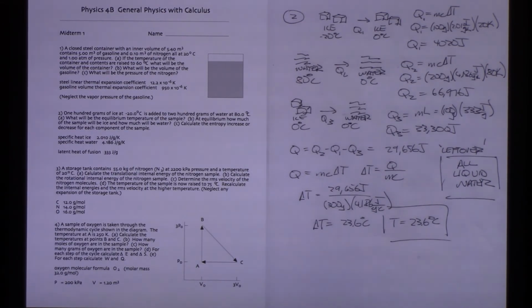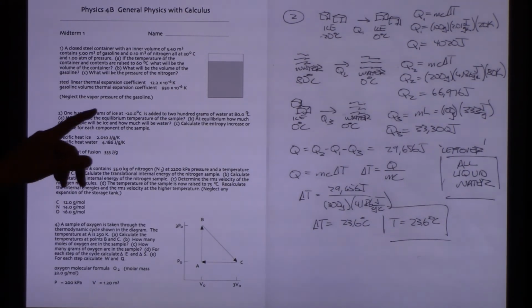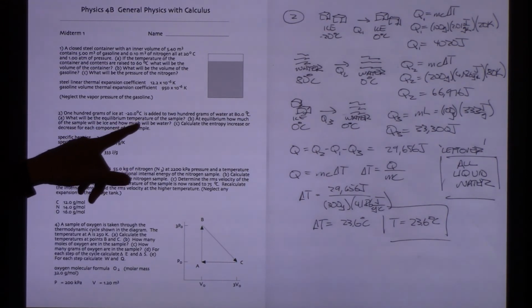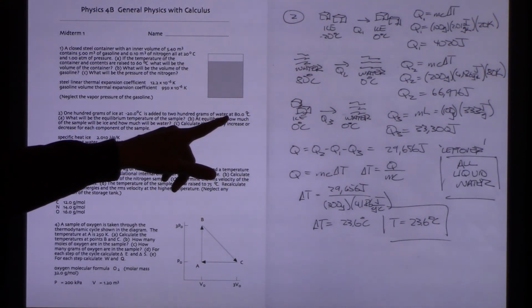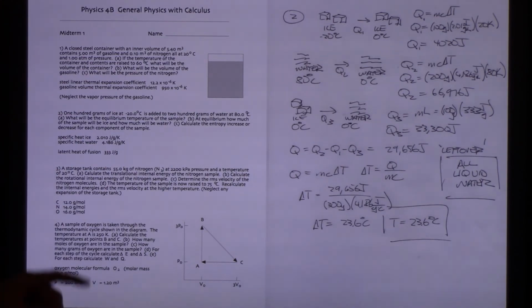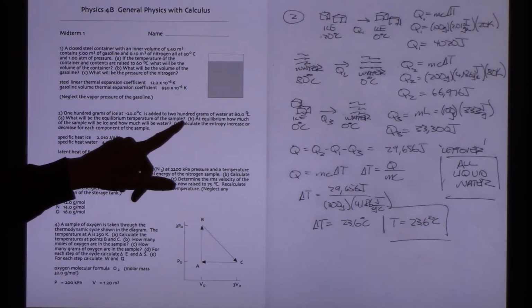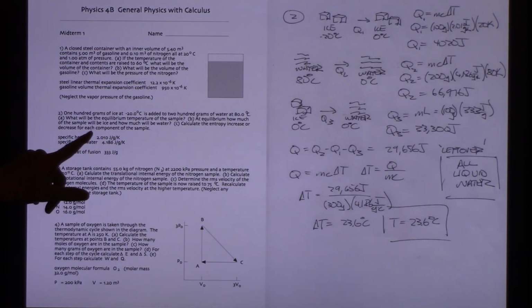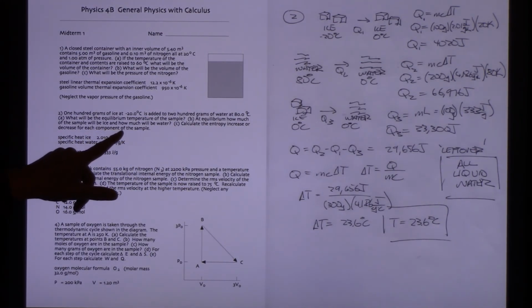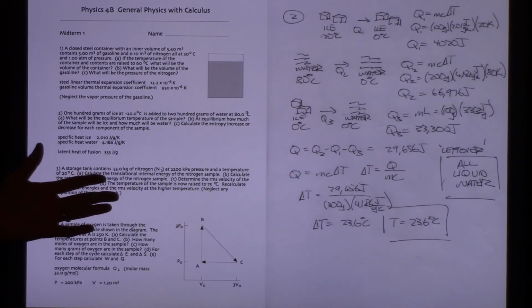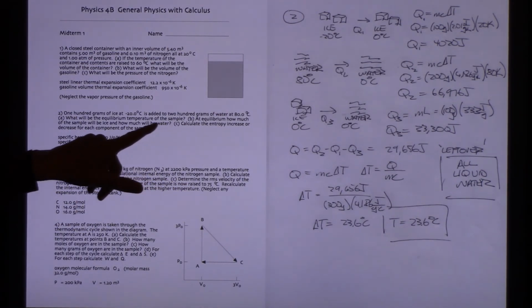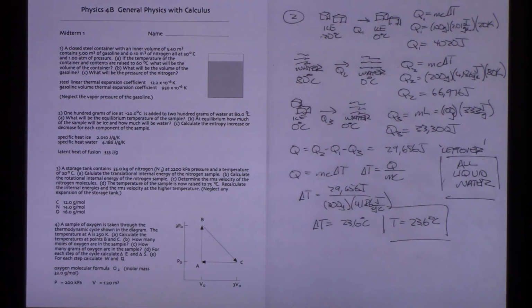Problem 2 here says that we've got 100 grams of ice at negative 20 Celsius, and it's being added to 200 grams of water at 80 Celsius. And what will be the equilibrium temperature of the sample? At equilibrium, how much of this ice will remain, or will all the ice melt? And then it wants us to go in and do an entropy calculation for each component. So yeah, let's check this out.